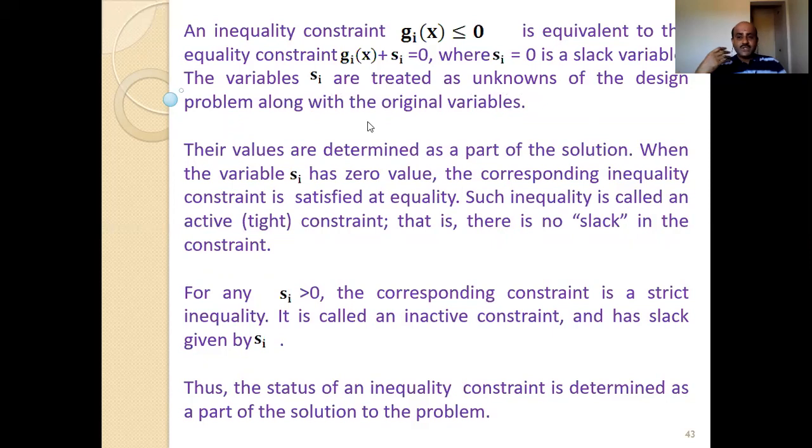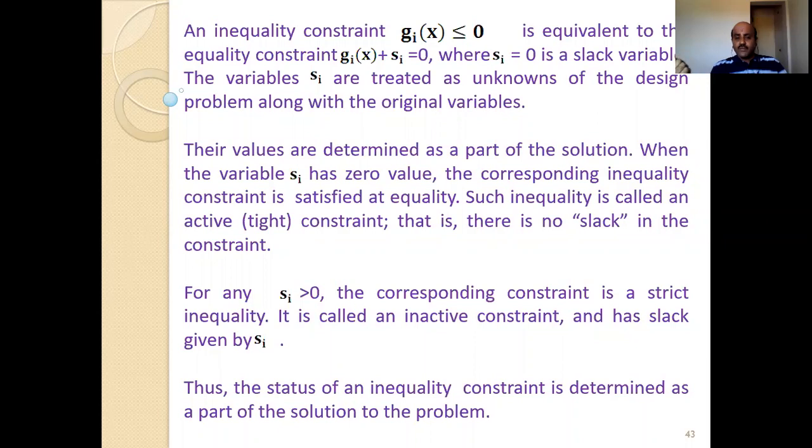When you are answering a question on KKT conditions, if the question is in the form of discuss the KKT conditions or explain the KKT conditions, you have to start by considering the inequality constraint in a design optimization problem model, then taking the slack variable, and writing the expression of how we add the slack variable to the inequality constraint to transform it into an equality constraint. This is how we proceed. Their values are determined as a part of the solution.